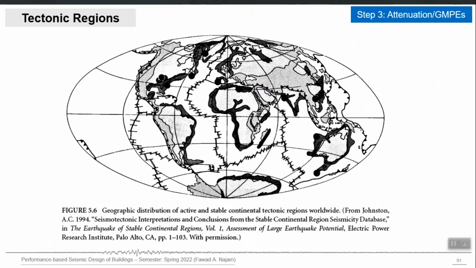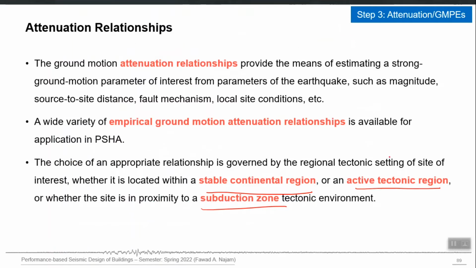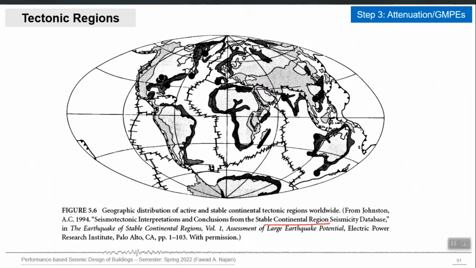These are the classification of major tectonic regions in the world. They are either the stable continental region, the subduction zone, or the active tectonic regions. These three are the main regions. The GMPE developed for subduction zones is not applicable for active tectonic regions. Similarly, the stable region will have a different GMPE. So depending upon which environment you are doing PSHA for, you select a GMPE. The justification for the selection of GMPEs is itself a detailed topic, but more importantly, it depends on the seismotectonic environment.